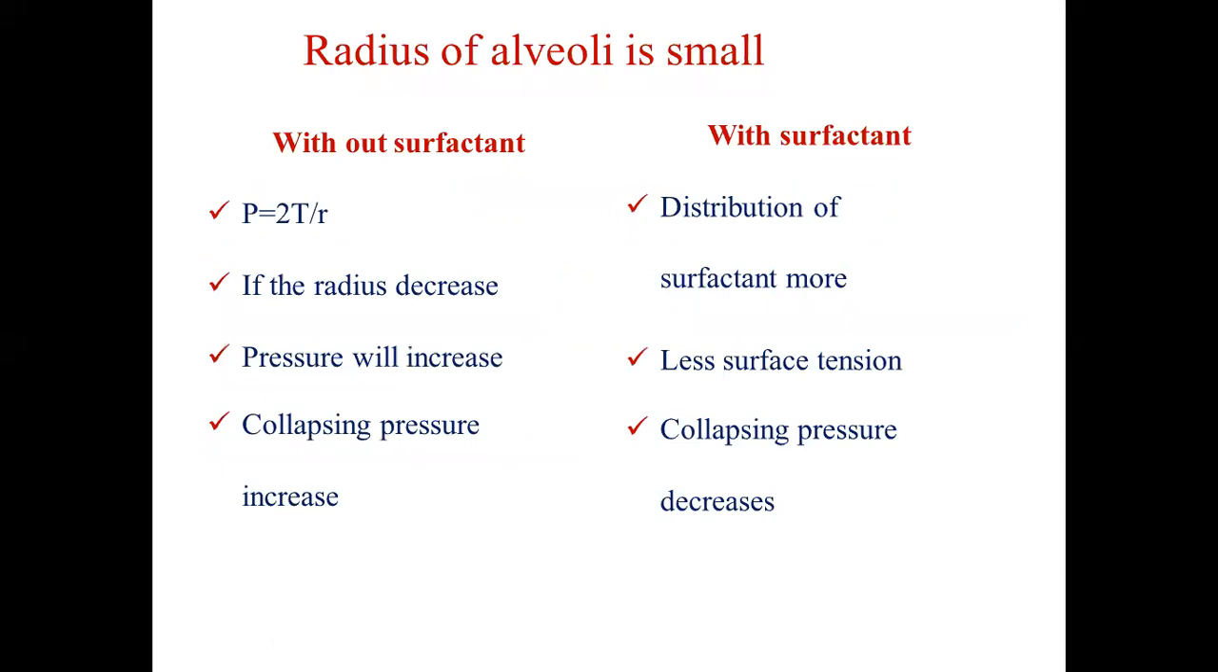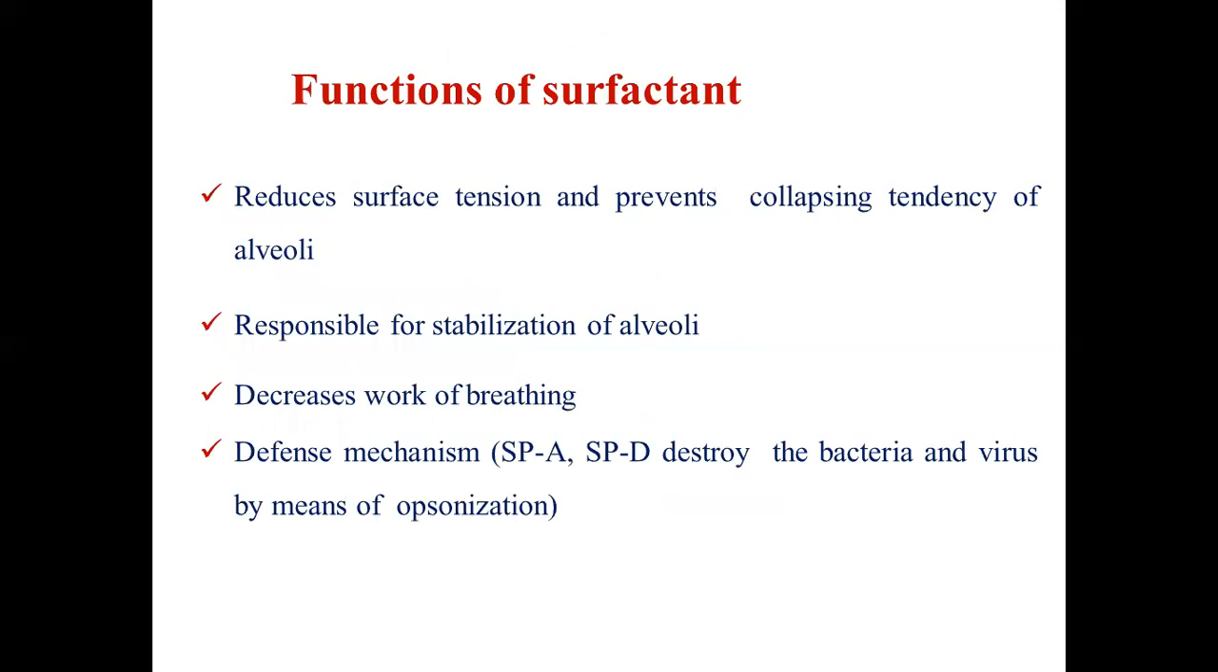If the radius of the alveolus is small and there is surfactant, it causes less surface tension, and the collapsing pressure, even in the small alveoli, will be less, as we have seen earlier also. If there is no surfactant, then the smaller alveoli keep decreasing in size, and that increases the collapsing pressure, and thus it can lead to collapse of the alveoli. So this is how the formation and secretion of the surfactant occurs.